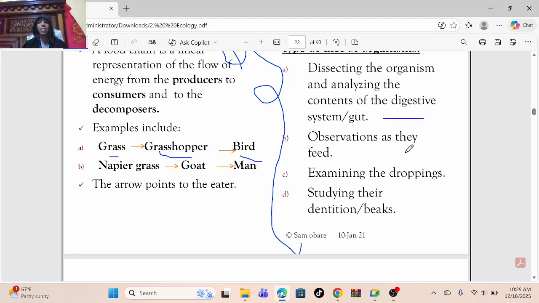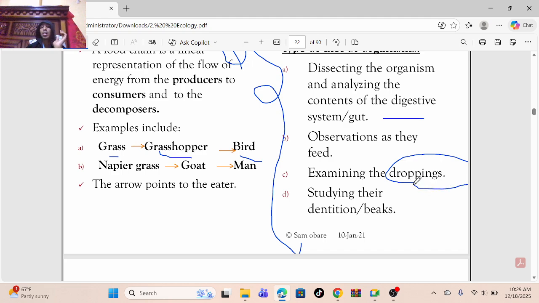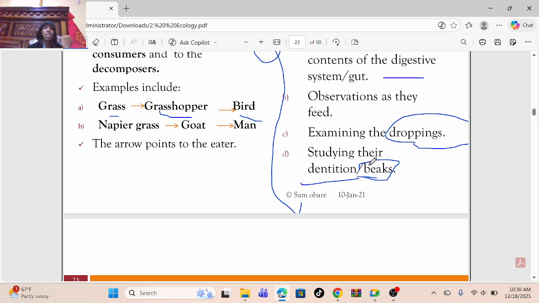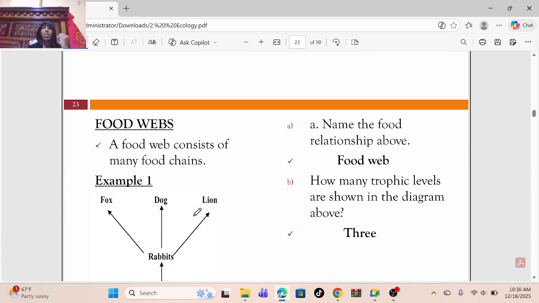Number two is observing as they feed. We just watch what they eat. Number three is observing their droppings, and we analyze them. Also studying their dentition. For animals that have dentition, we observe how their teeth are arranged. For beaks, like those of birds, we look at their beaks. So this is how to determine the type of diet an organism eats. So this is a food web. Food web also is a very common question.